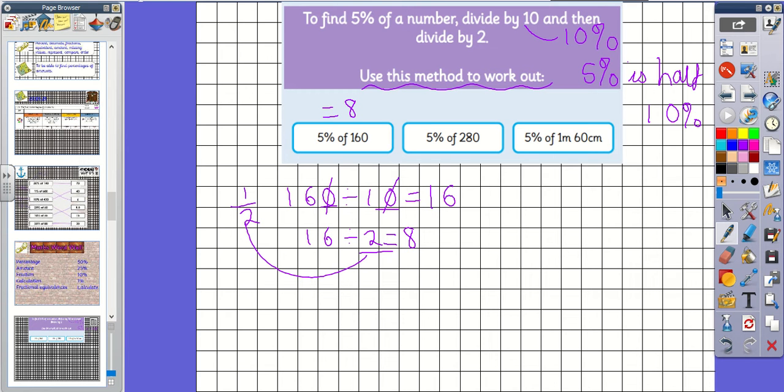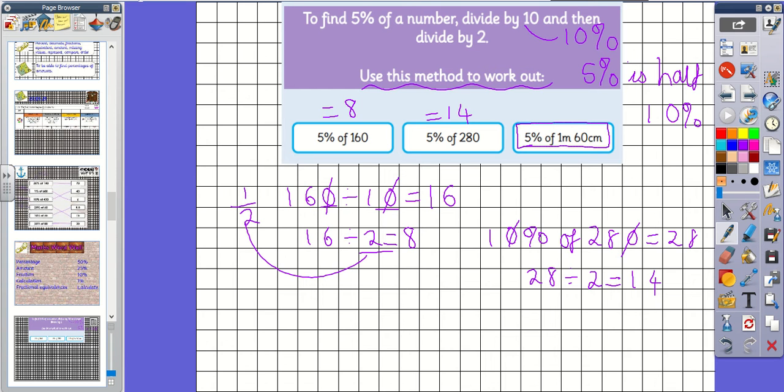So 10% of 280 equals 28. So we've divided that by 10. So then we need to divide by 2. So then 28 divided by 2. So we're halving 28. The answer is 14. Last one then. This is a bit tricky.